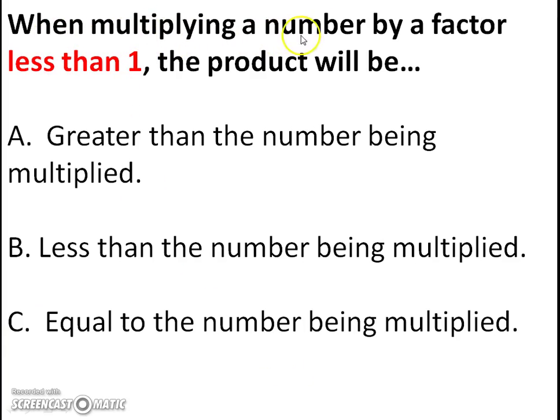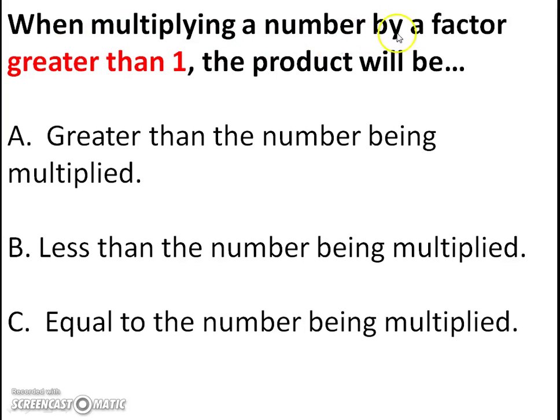When multiplying a number by a factor less than 1, the product will be A, greater than the number being multiplied, B, less than the number being multiplied, C, equal to the number being multiplied. The answer is B, less than the number being multiplied. When multiplying by a factor less than 1, the product will be less than the number being multiplied.